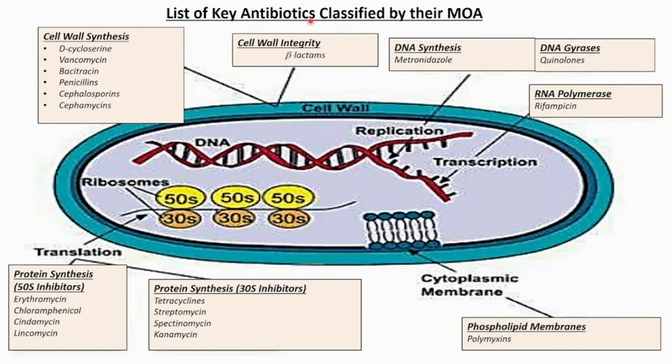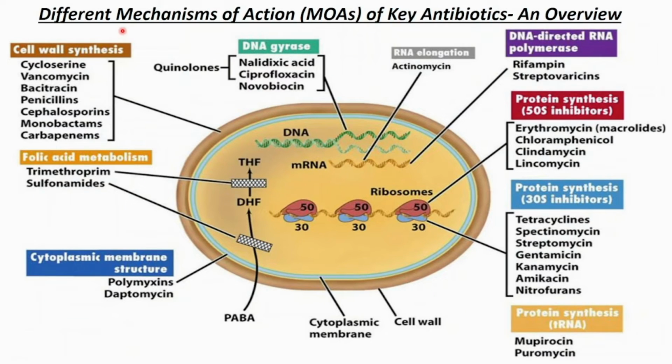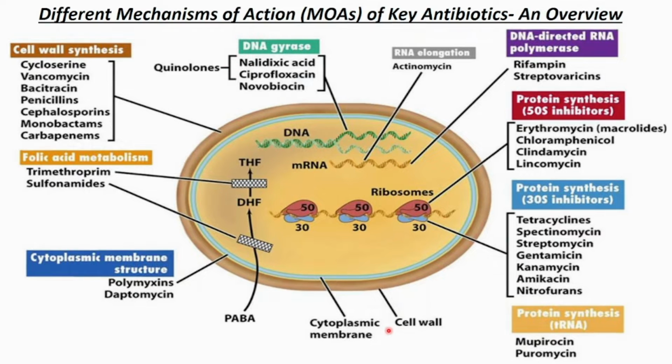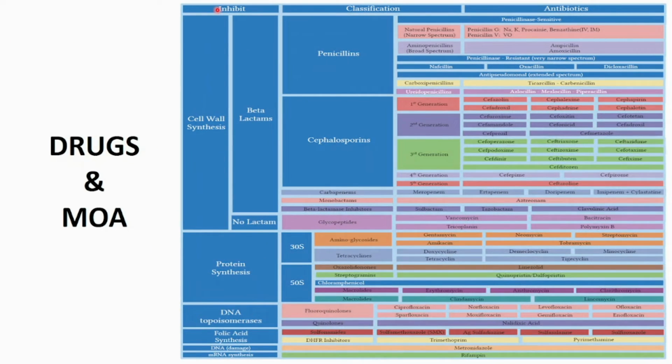Here's a list of key antibiotics classified by their mechanism of action. Metronidazole targets DNA synthesis in the bacteria. DNA gyrases or quinolones or fluoroquinolones. Rifampicin targets RNA polymerase, so on and so forth. Here's a different slide showing different mechanisms of action of key antibiotics, providing you a different view of how antibiotics work. This is a nice chart that classifies drugs by their mechanism of action and gets into a great level of detail with the different types of antibiotics that work through different mechanisms of action.